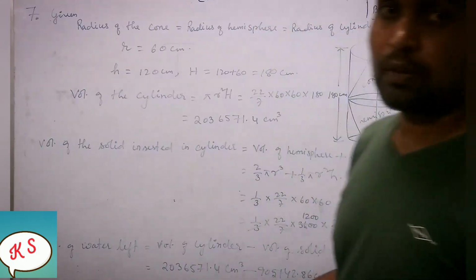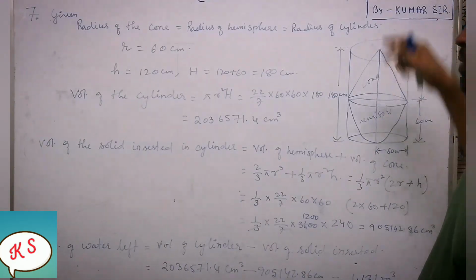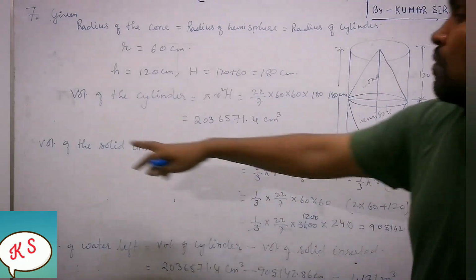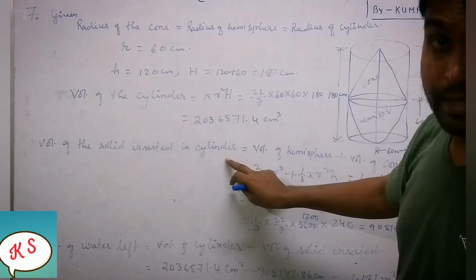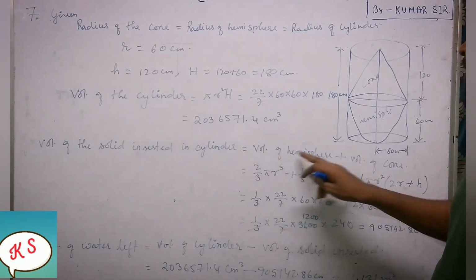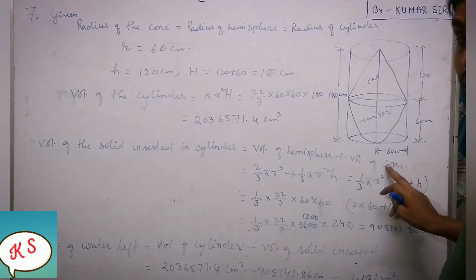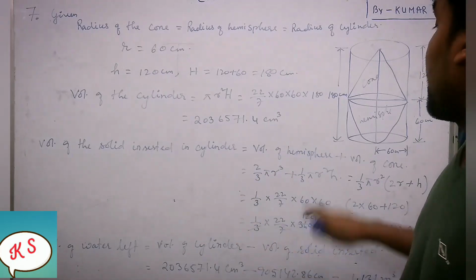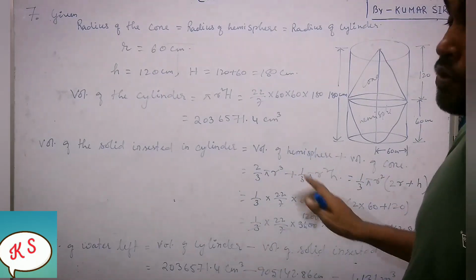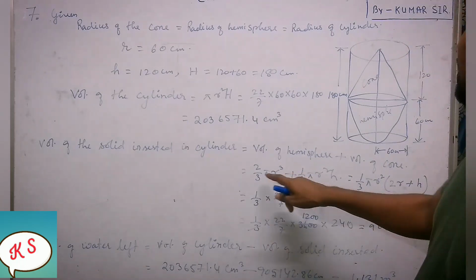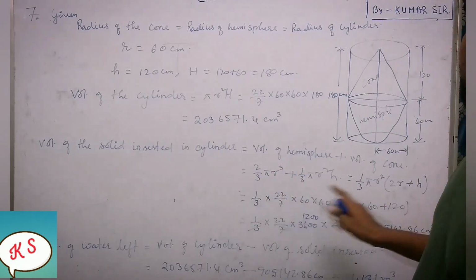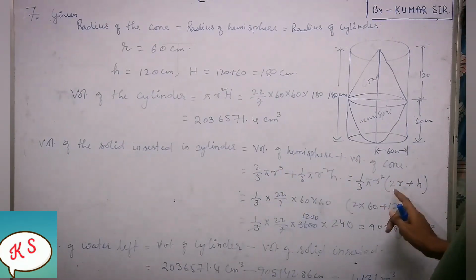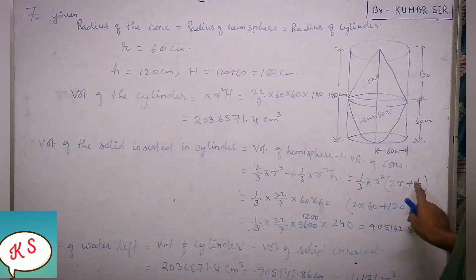Next we are going to find the volume of the solid immersed in this cylindrical container. This is the hemisphere, this is the cone. So the volume of the solid inserted in the cylinder is equal to the volume of the hemisphere plus the volume of the cone. The volume of the hemisphere is 2 by 3 pi r cube, and the volume of the cone is 1 by 3 pi r square h. Here 1 by 3 pi r square is common, so what is left is 2r plus h.